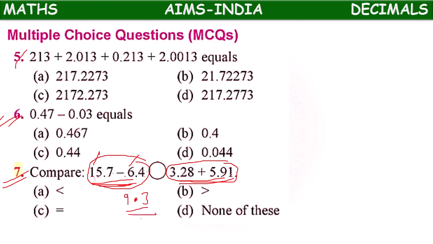Here, adding 1 plus 8, 9. 9 plus 2, 11. 1 is remaining. 1 plus 5, 6. 6 plus 3, 9. This is 9.19. This is 9.3. 9.3 is greater than 9.19. So, B option, greater than is the correct answer.